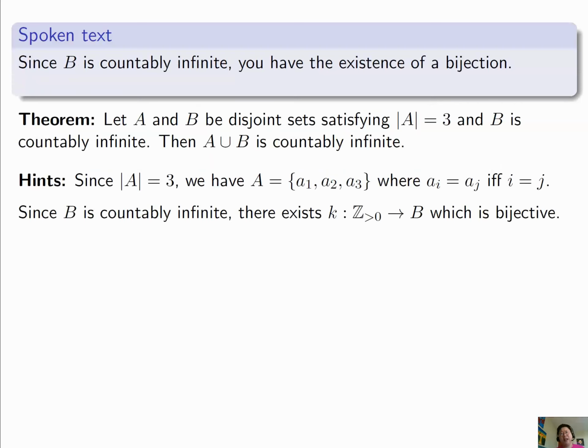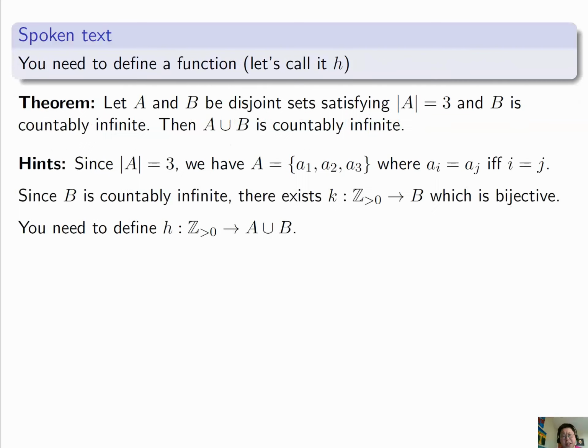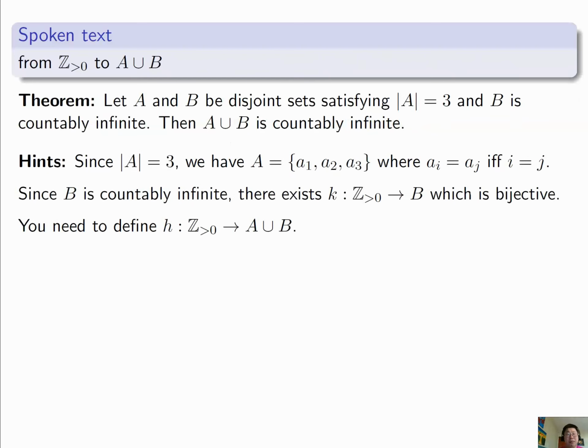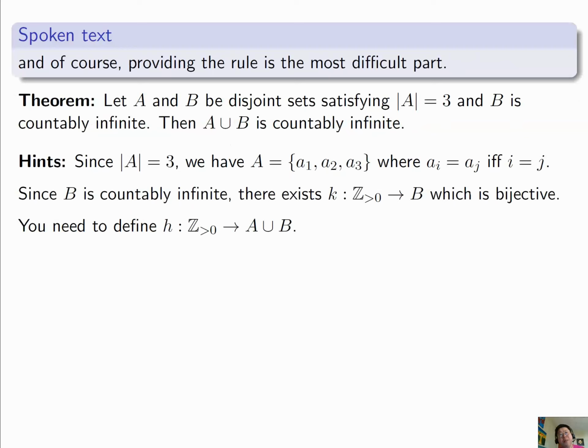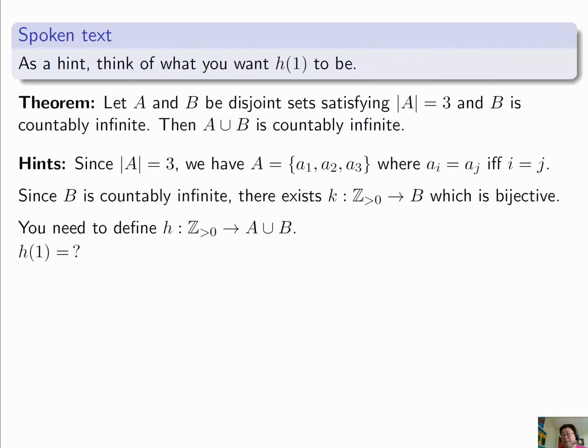Since B is countably infinite, you have the existence of a bijection. You need to define a function, let's call it h, from the set of positive integers to A union B. And of course, providing the rule is the most difficult part. If the rule you define is good, then you can prove h is bijective. As a hint, think of what you want h of 1 to be. And what do you want h of 2 to be?